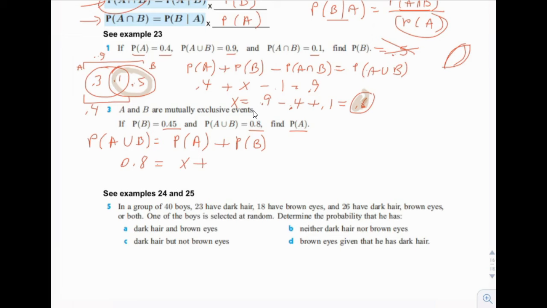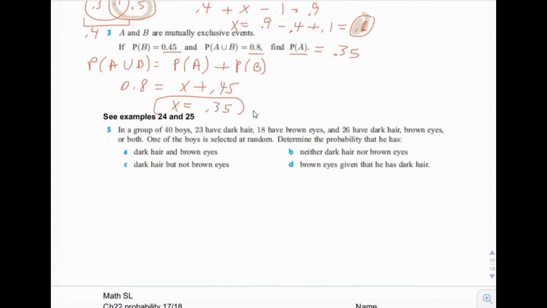And so X is actually going to be 0.8 minus 0.45, which is 0.35. Is that right? So, yeah, probability of A is 0.35. So actually using the formula is quite a bit easier than drawing the Venn diagram, right?